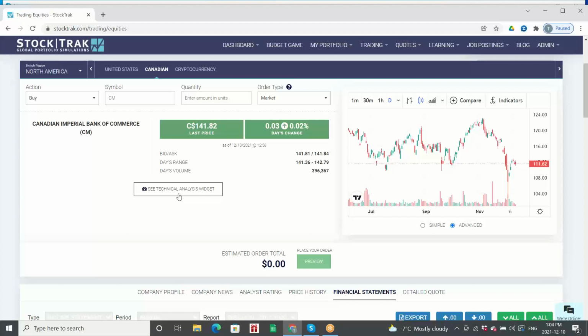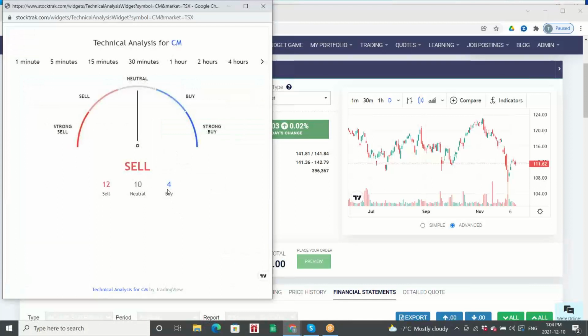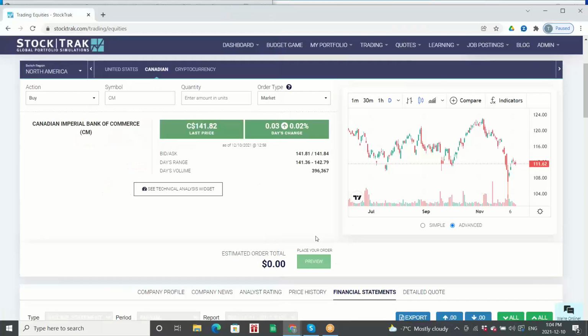And just to confirm that, we did look at analyst rating over here, but I also like this little technical widget here. Oh, so it's saying sell. Well, you know what? It's a great little tool here to look at. Right now, the gurus are saying sell, but I really think it's a buy. We see that there's 12 sell, 10 neutral, and 4 buy. So I'm going to ignore that, because for myself, it's a buy.